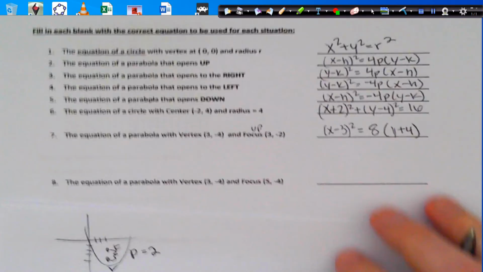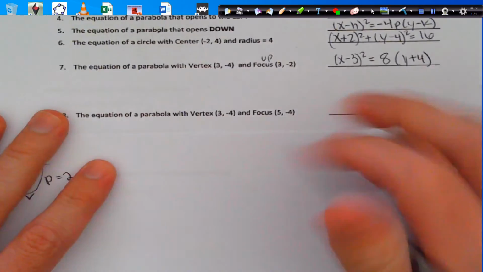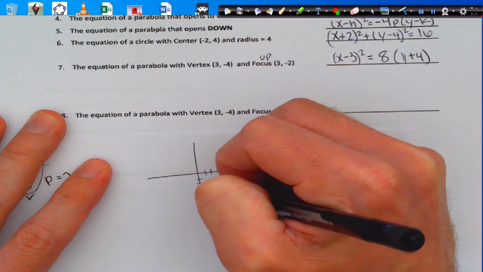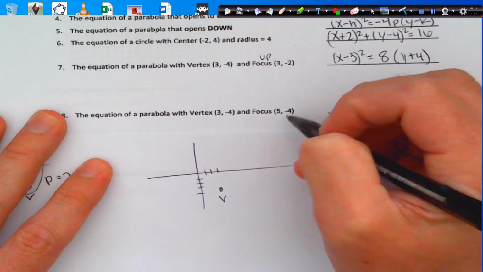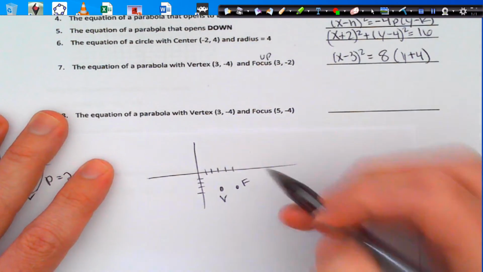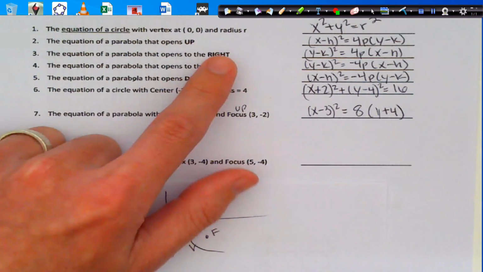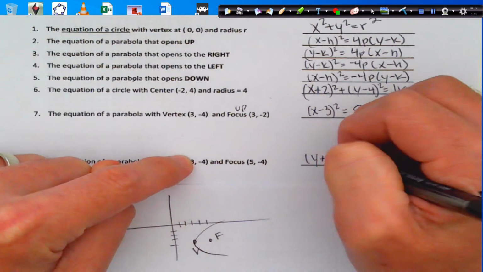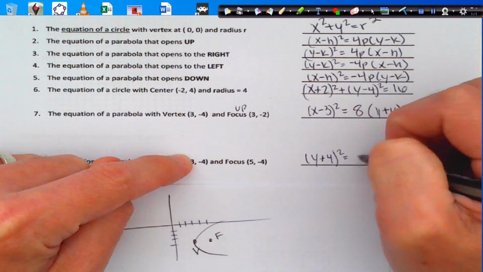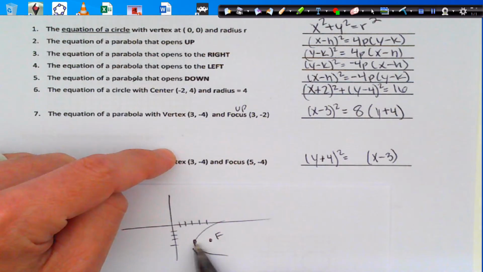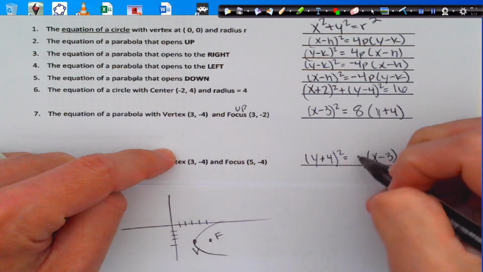Alright, next one. So same thing. Now, graphing again, 1, 2, 3, 1, 2, 3, 4. That's the vertex. The focus is at 5, 4. So it's now going to the right. So this is going to be a y squared. So it's just like number 3. And we're going to do y. It's going to be actually a plus 4 squared equals, still going positive, and this is x minus 3. It's still a distance of 2 here, so we're going to do 2 times 4 to give me 8.